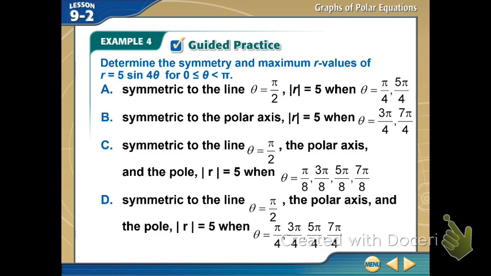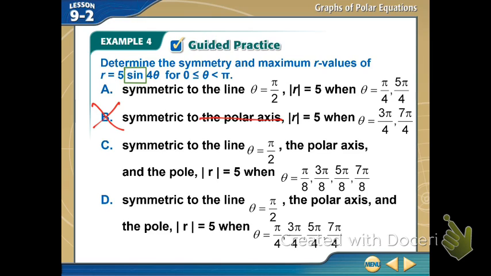All right, so here's guided practice number 4. Determine the symmetry and maximum r value of the equation r equals 5 sine 4 theta. Right, so a couple of things. It is a sine, right? So we're paying attention to the fact that it's a sine, which means it should be symmetric about pi over 2. So that rules out B. It's not going to be symmetric to the polar axis. Those are cosines.